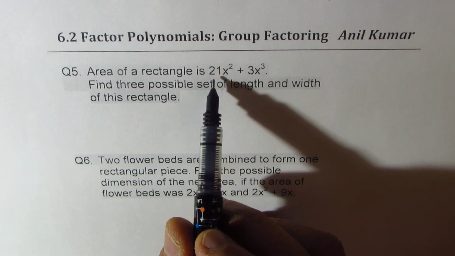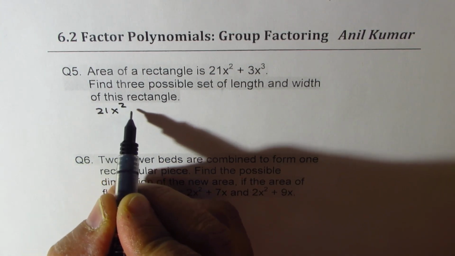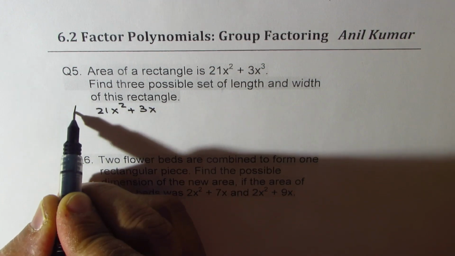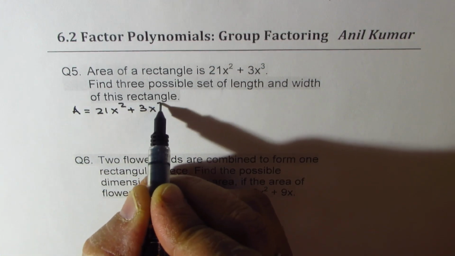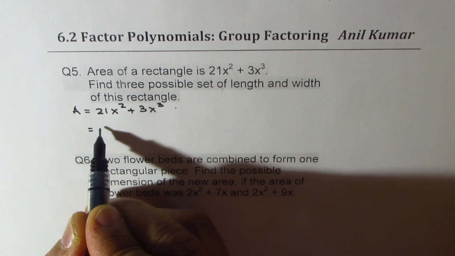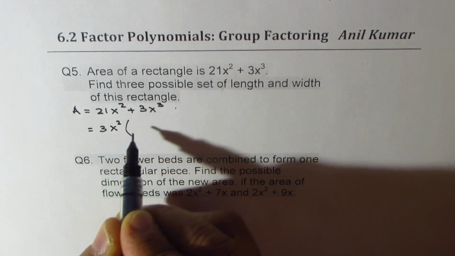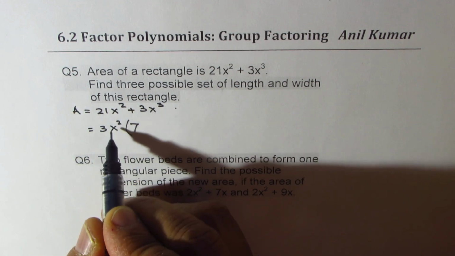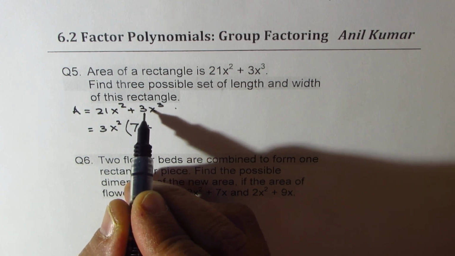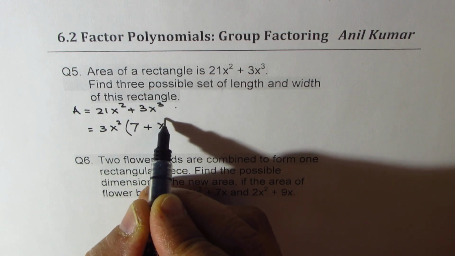Now we are given a rectangle with 21x squared plus 3x cubed as the area. So this is the area, right? So let us factor this. If you factor this, 3 is common and x squared is also common. 21 divided by 3 is 7, x squared divided by x squared is 1. Now here we took 3 common, so the number is 1. x cubed divided by x squared is just x.